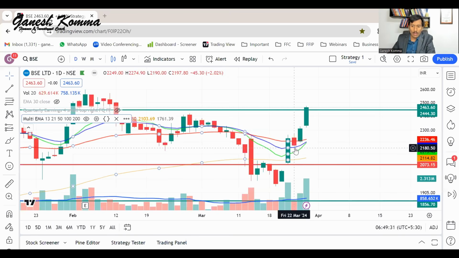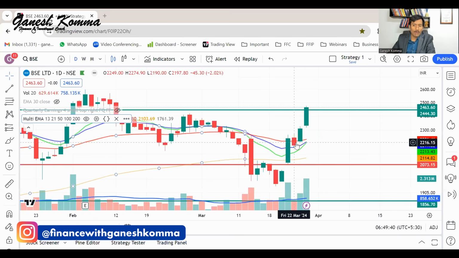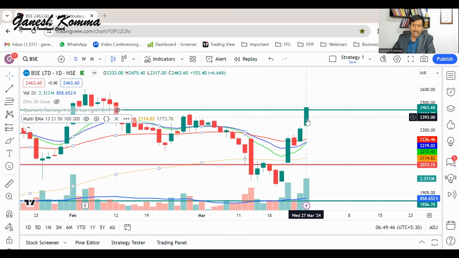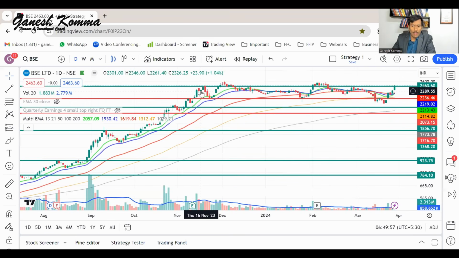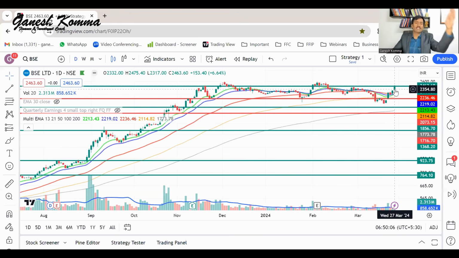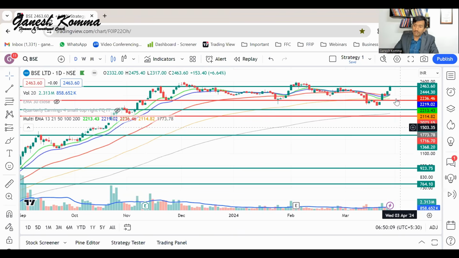And even if you see on 22nd of March, yes, it has been above your EMA 100, above your EMA 50 green, and even the blue line, above your EMA 21. On 26th of March, it has been above EMA 13, and right now also it's above EMA 13. So as the stock price moves above, it is picking up more strength. And even right now, if you observe, almost from November, in the last 6 months, it is about to break its key resistance levels.